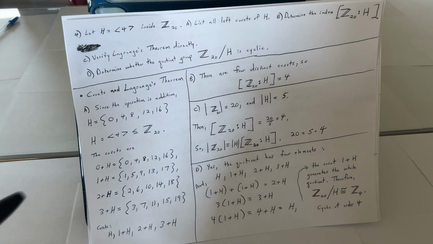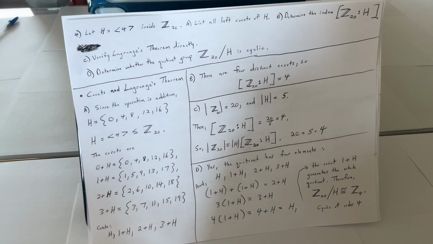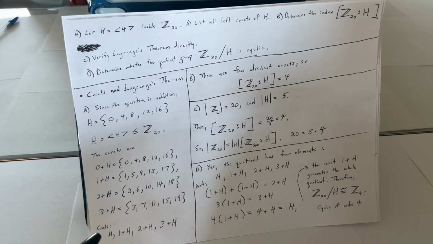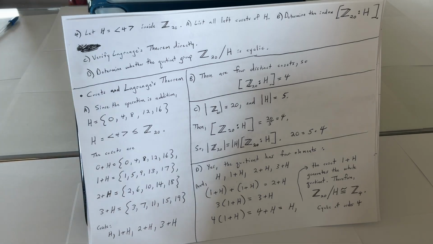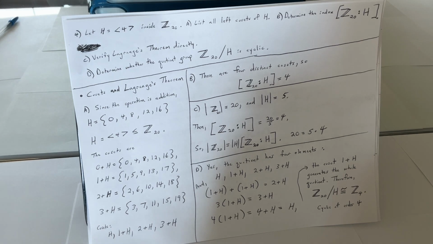The cosets are here: 0 plus H: 0, 4, 8, 12, 16; 1 plus H: 1, 5, 9, 13, 17; 2 plus H: 2, 6, 10, 14, 18; 3 plus H: 3, 7, 11, 15, 19. So our cosets are H, 1 plus H, 2 plus H, 3 plus H. For part B, determine the index of H in Z20. There are 4 distinct cosets, so we get 4.